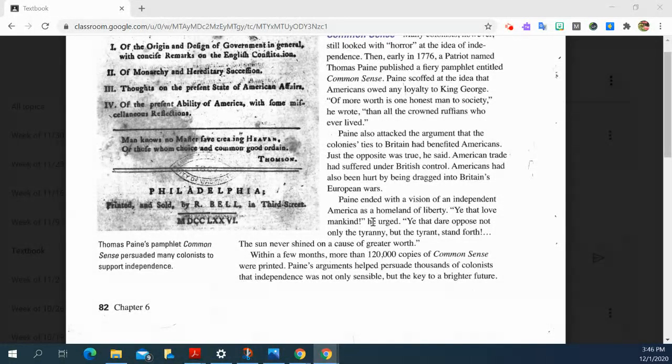Ye that love mankind, he urged, ye that dare oppose not only the tyranny but the tyrant, stand forth. The sun never shined on a cause of greater worth. So the tyrant, remember the tyrant is considered to be King George. Within a few months, more than 120,000 copies of Common Sense were printed. Paine's arguments helped persuade thousands of colonists that independence was not only sensible, but the key to a brighter future.